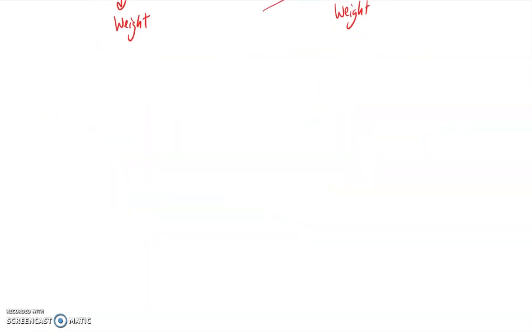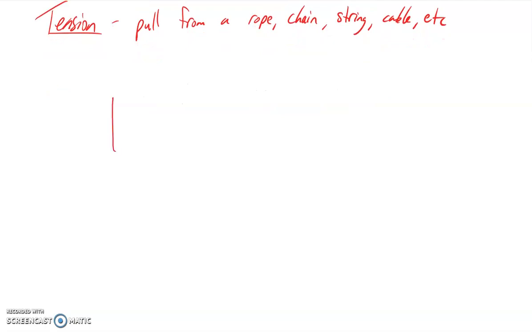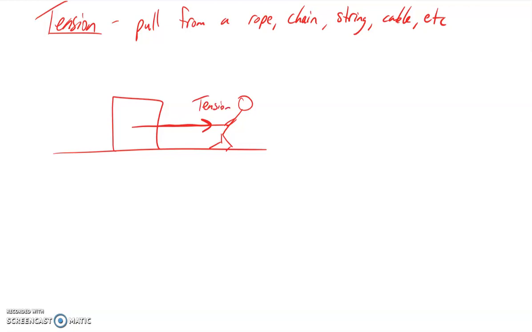Our third force for today is called tension. Tension is a pull from a rope, chain, string, cable, etc. So for example, if there's a rope tied to this box and somebody is pulling this rope, we could say that there is a force of tension in the rope pulling the box to the right.